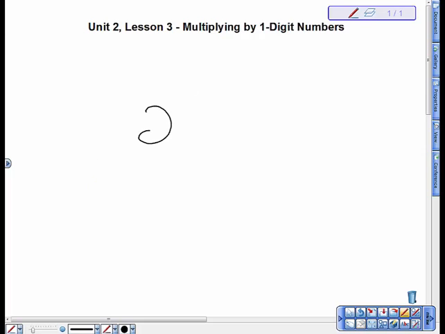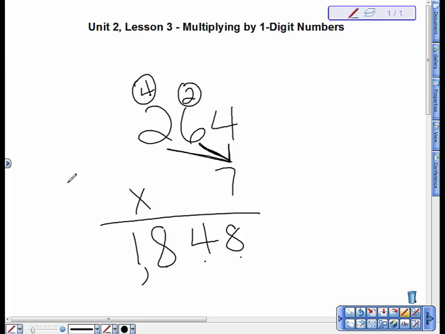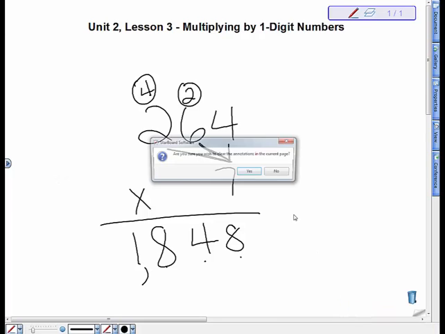Let's do 264 times 7. First thing I'm going to do is multiply the ones. 4 times 7 is 28. Put down the 8, carry the 2, and circle it so you don't forget about it. 7 times 6 is 42. Add in the 2, and that's 44. Put down the 4, carry the other 4. And then last but not least, 7 times 2 is 14, plus 4 is 18. Add in my comma, and I get 1,848.